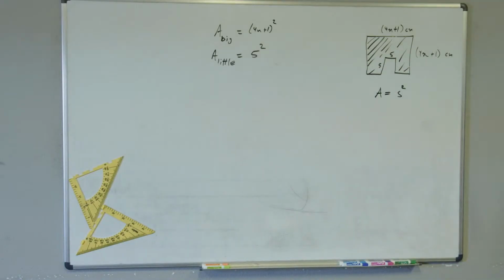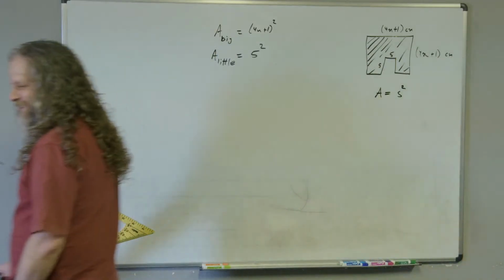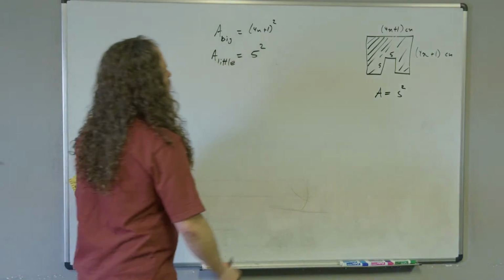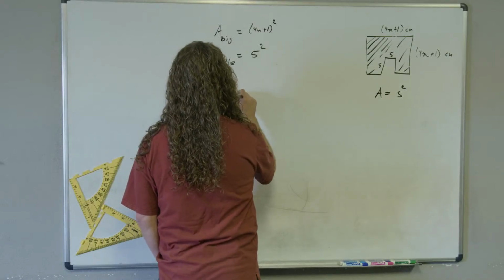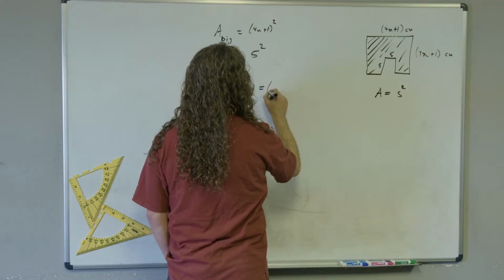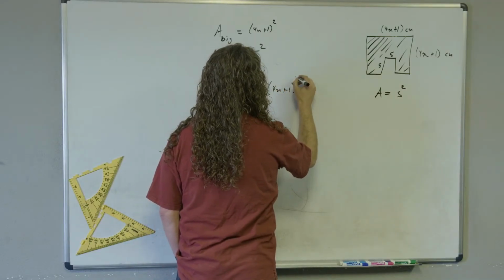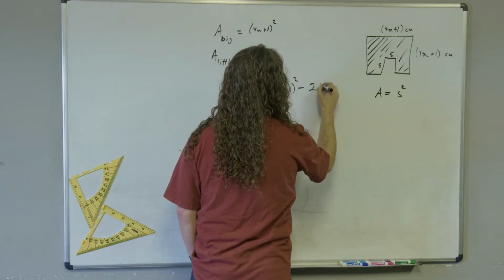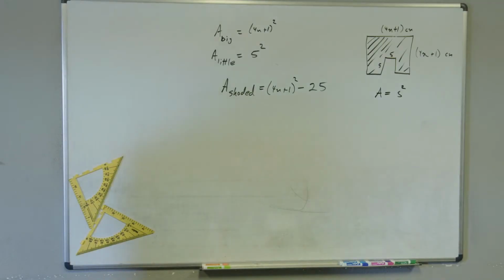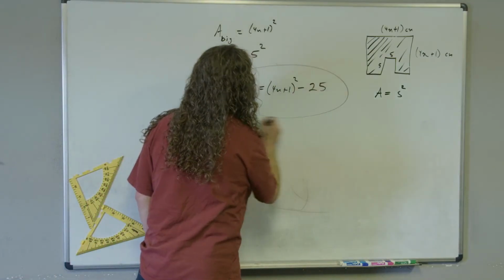Did you say minus the little square? Okay, fair enough. So the big one minus the little one. So the area shaded is the big one minus the little one. So 4n plus 1 squared minus 5 squared. True enough. Part A, done.